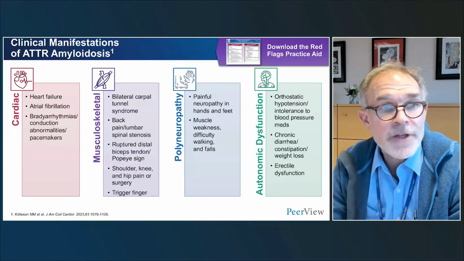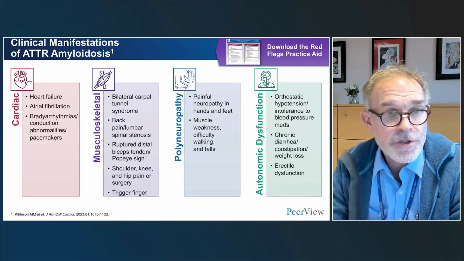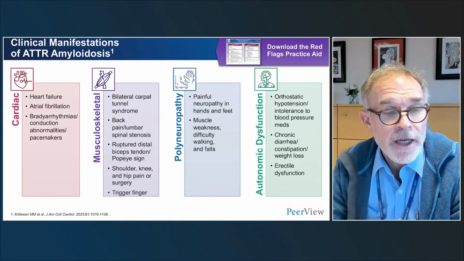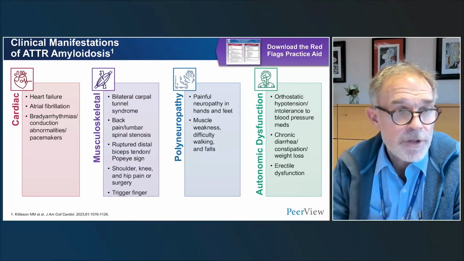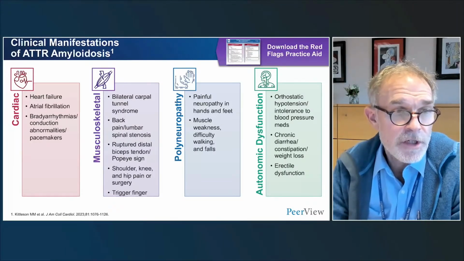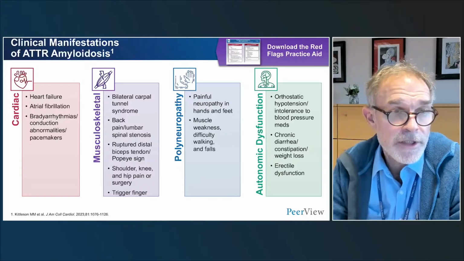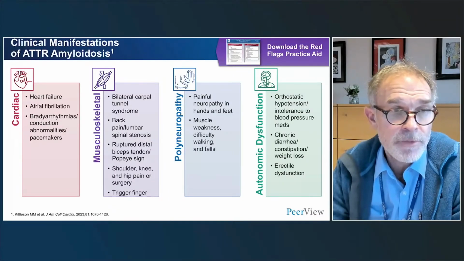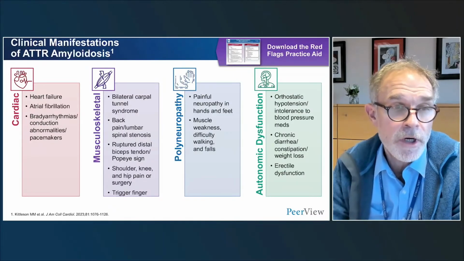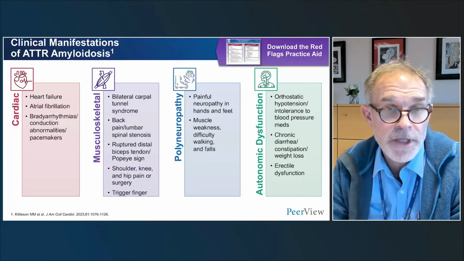So the clinical manifestations of ATTR amyloidosis can really be divided into cardiac and neuropathic. The cardiac manifestations include heart failure, atrial fibrillation, bradyarrhythmias, and conduction abnormalities often requiring insertion of pacemakers.